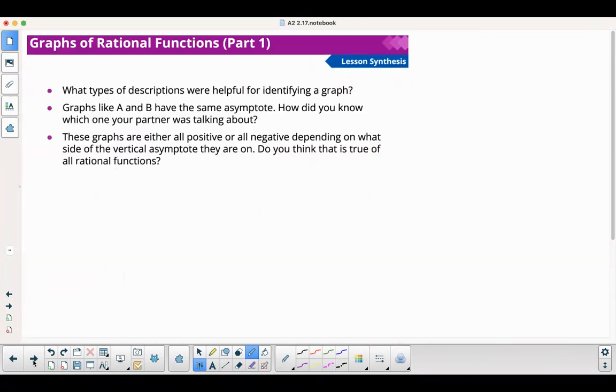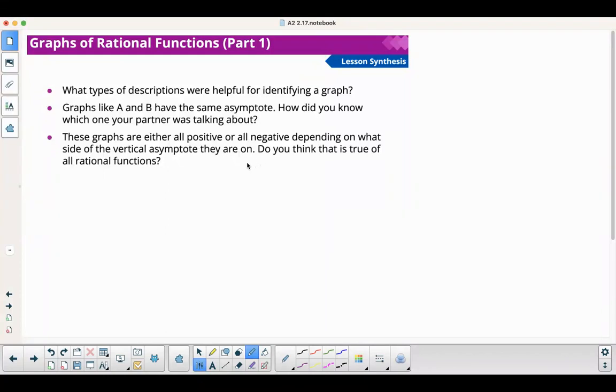Okay. I'm not going to do the rest of these, but what type of descriptions were helpful in identifying a graph? Obviously, the asymptote. Obviously, if it was positive or negative. Graphs like A and B have the same asymptote. How do you know which one your partner is talking about? Well, you would need to know the number in the numerator, to figure out how stretched out it is. You'd need to know if it's negative, to know if it's flipped. These graphs are all either positive or all negative, depending on what side of the vertical asymptote they're on.